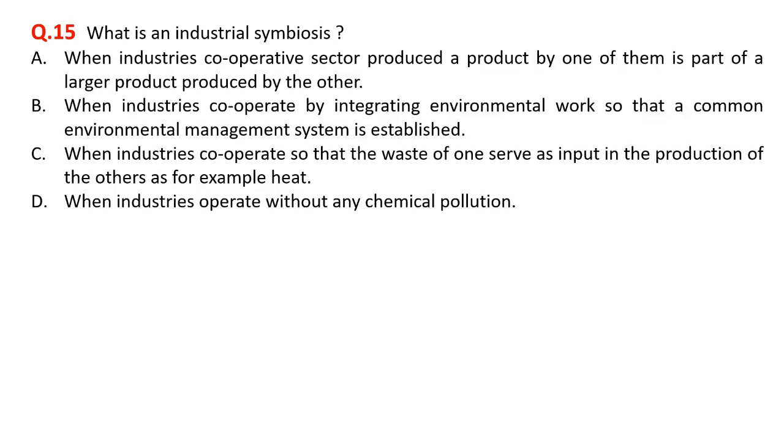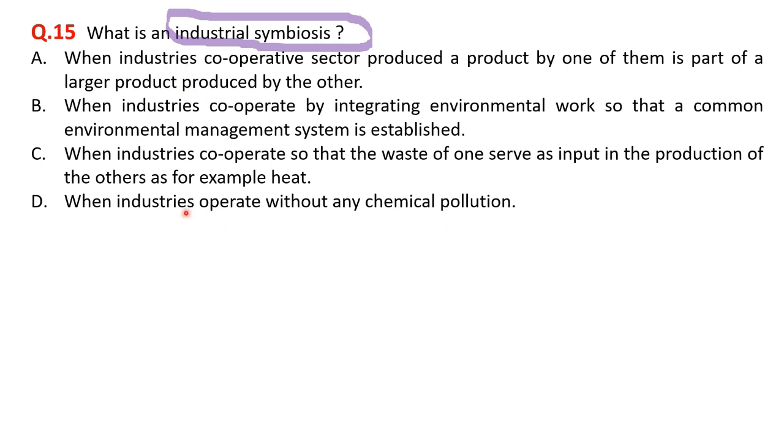in the portal. Next question, what is an industrial symbiosis? So most of you might be hearing the term for the first time. Let's read the options here. Option A, when industries cooperate so that a product produced by one of them is part of a larger product produced by the other. Option B, when industries cooperate by integrating environmental work so that a common environmental management system is established. Option C, when industries cooperate so that the waste of one serves as the input in the production of the others, as for example heat. Option D, when industries operate without any chemical pollution.